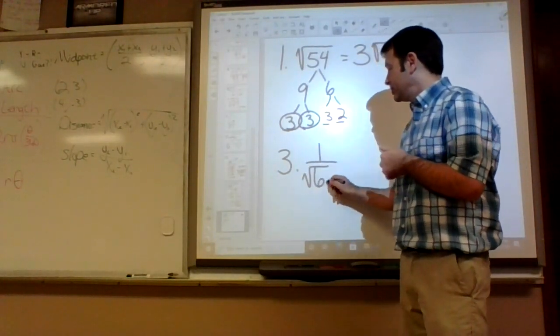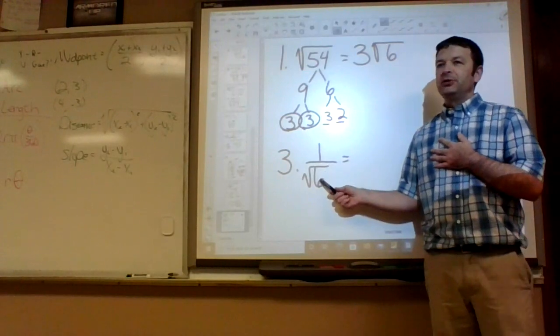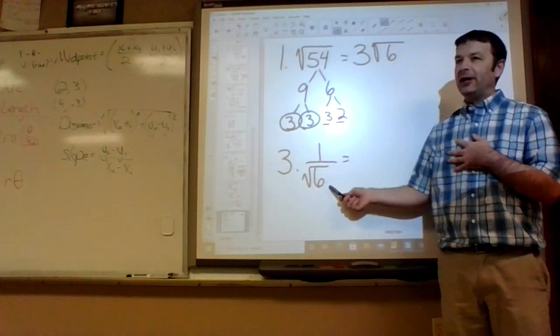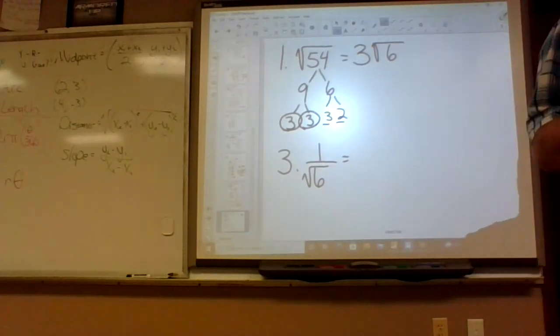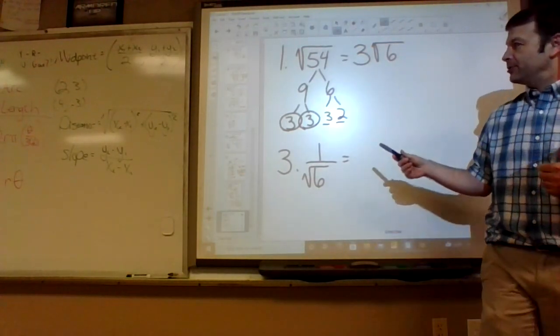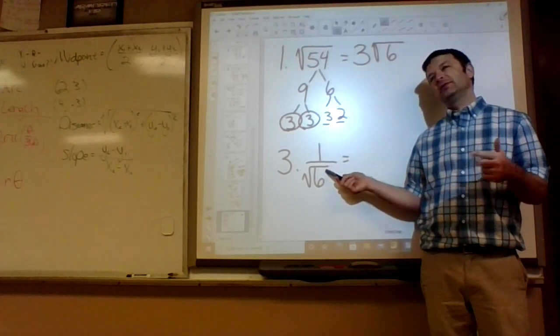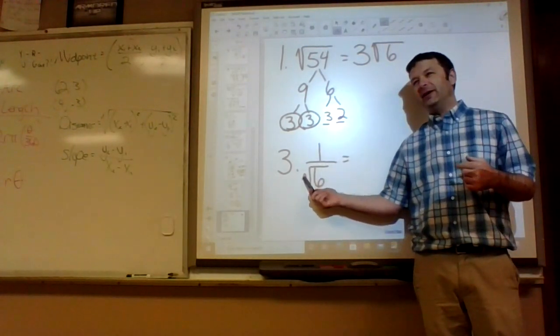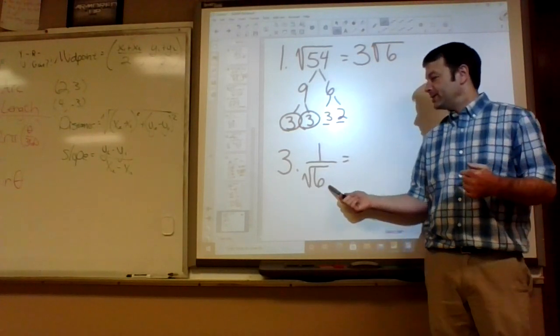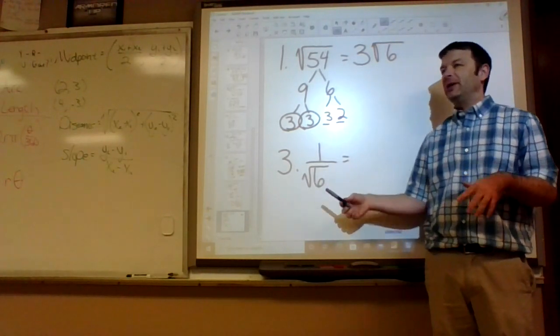On this one, square root of 6 does not simplify, but you're not supposed to leave a square root or any radical in the denominator. You guys know what radical means? Radical means this symbol right here. Okay, so if there's any of those on the denominator, you're supposed to get rid of it.